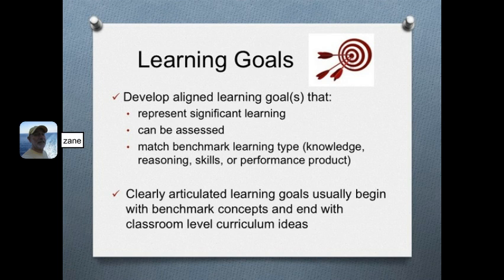The second step in the alignment process is to develop learning goals that have these three characteristics. First of all, that they represent significant learning. Secondly, that learning can be assessed. And thirdly, that learning matches the benchmark learning type in terms of knowledge, reasoning, skill, or performance product. Clearly articulated learning goals usually begin with benchmark concepts and end with classroom-level curriculum ideas.